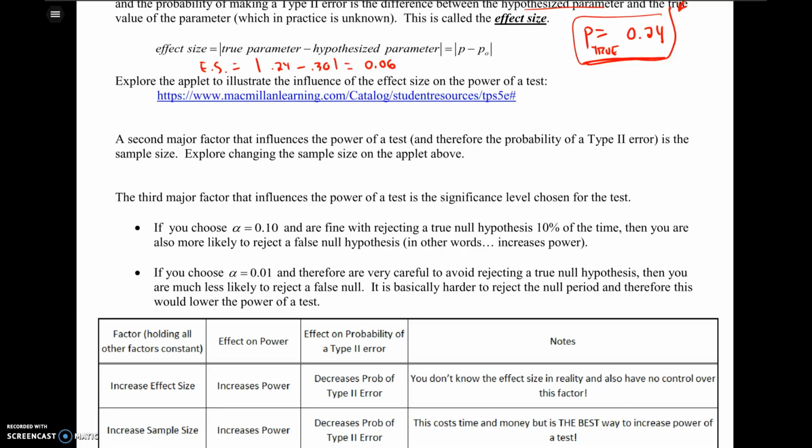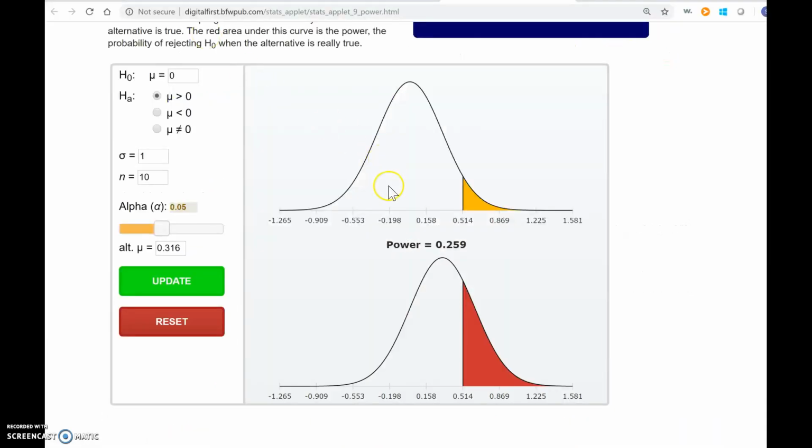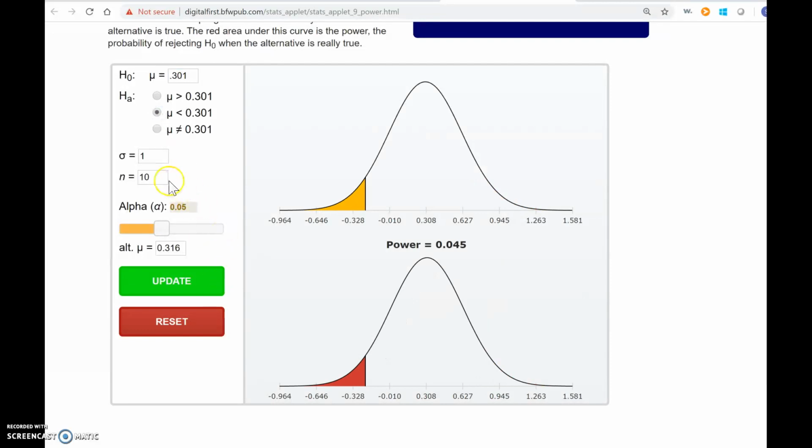Here, let me pause it while I fire that up. All right, so this is an applet that will calculate power for us. So we can set our hypothesized value to 0.301. And normally we'd select a two-sided. I'm going to just select a one-sided just for illustration purposes here to kind of keep it simple.